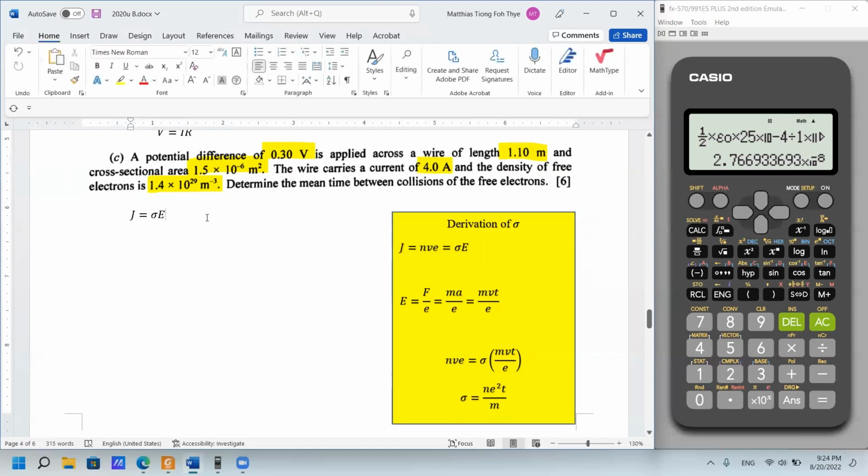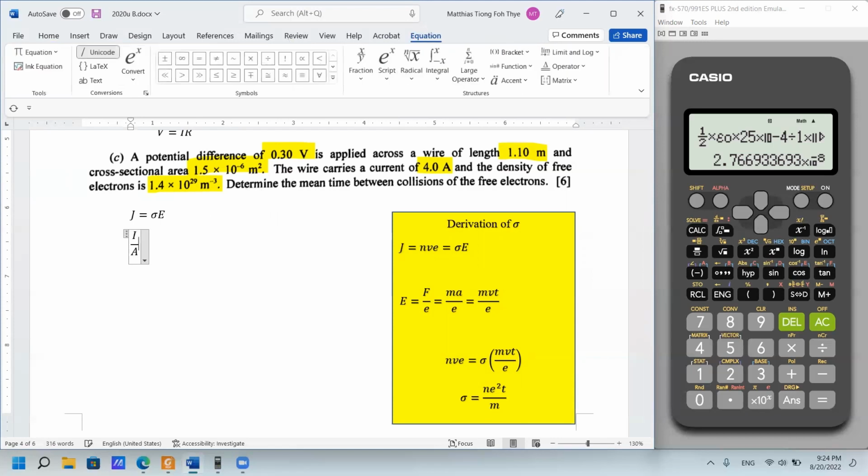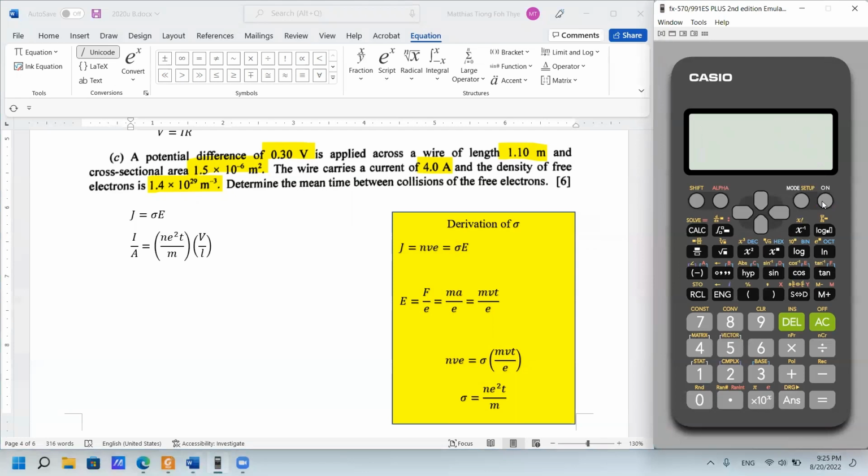So we are going to rearrange the information that we have gathered. First of all, the current density is equal to I over A, which are given in the question. And for the conductivity formula that we have derived, it is equal to ne squared t over m. And then we have the electric field strength as the ratio of the voltage to the length of the conductor. So now you can use this formula to determine the mean time between the collisions. Let us do the calculations. You can do it at your own pace, and I will do it on my own.